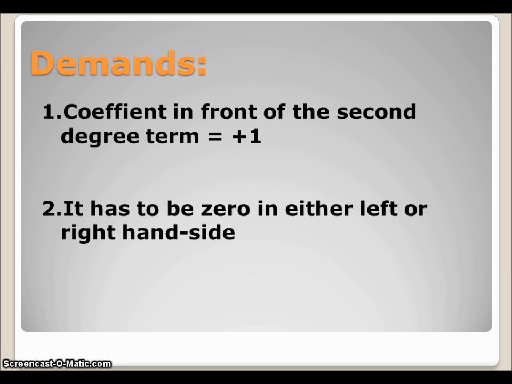To use the PQ formula, there are a few demands. Firstly, the coefficient in front of the second degree term needs to be positive 1. And secondly, it has to be 0 in either the right or left hand side.